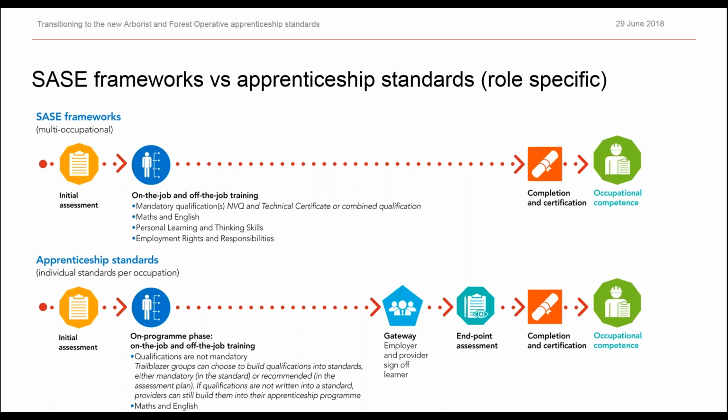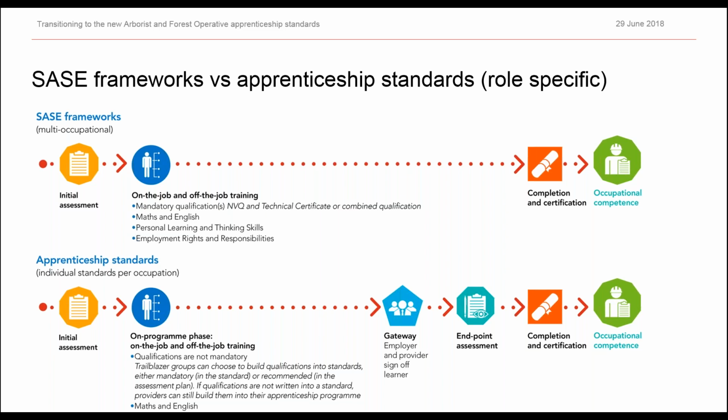Now, on this on-program phase, the apprentices are required to achieve any mandatory qualifications. They're still required to achieve English and maths, and there's going to have to be some formative assessment of behaviour. Now, when the employer and the apprentice and the training provider are all in agreement that the apprentice is competent and they've completed everything they need to within the on-program phase of their apprenticeship, then they reach what's known as the gateway.